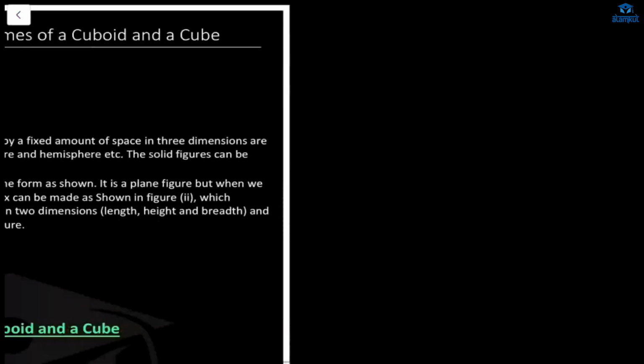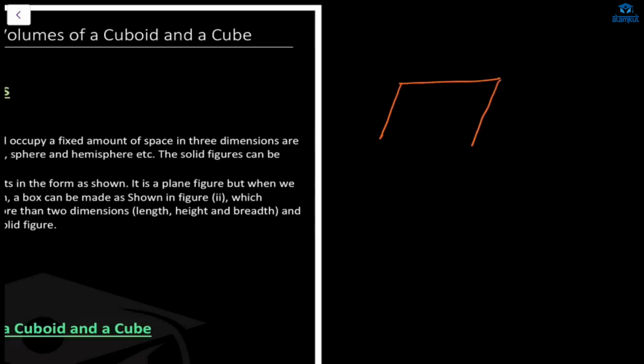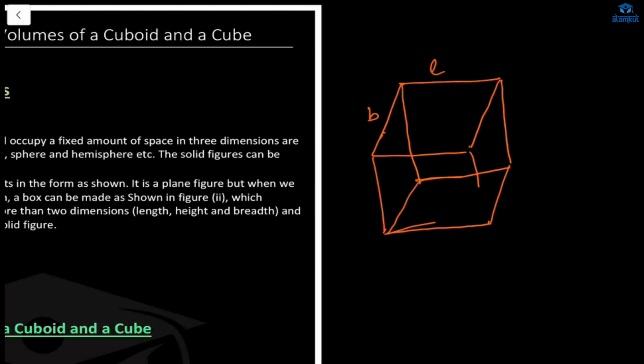When you make a square, it is just a simple four-sided figure on a plane, which has length and breadth. That's it. But when you make a cuboid, it has the height also. In a three-dimensional figure, all three dimensions are used in space.